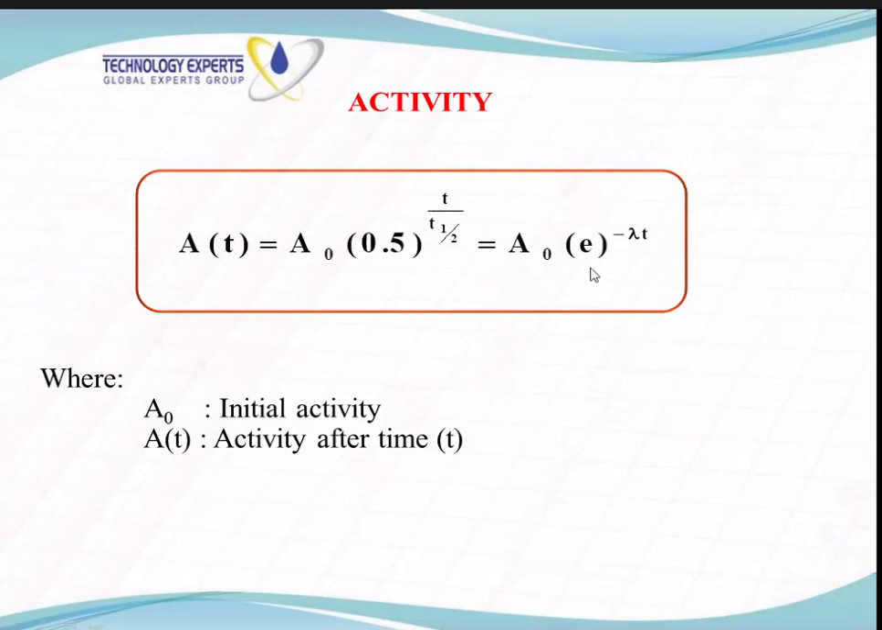Some people like the other one, okay, as you like. You can say initial activity times e to the power minus lambda t. For me, I don't like this at all. I use this. It's better for me. A is the activity after time t, A of t, and A naught is the initial activity.